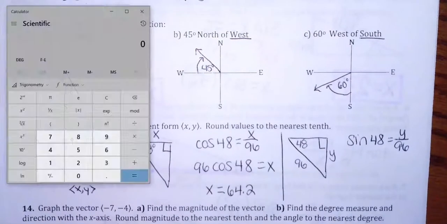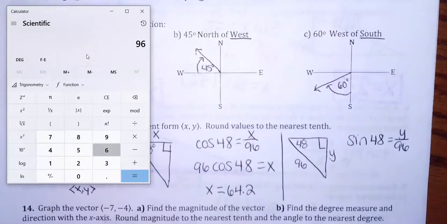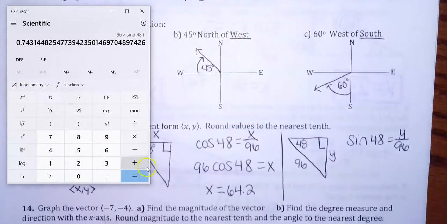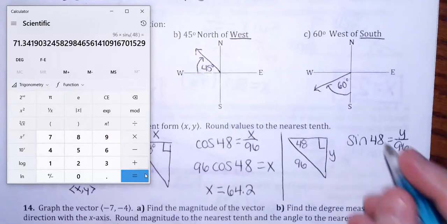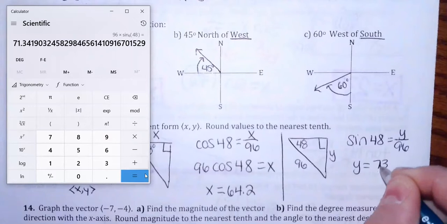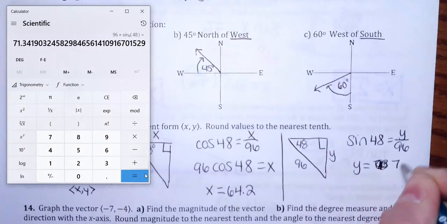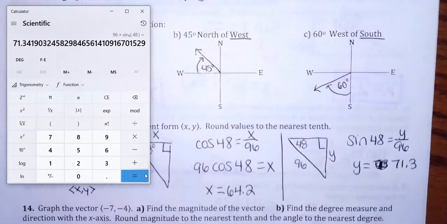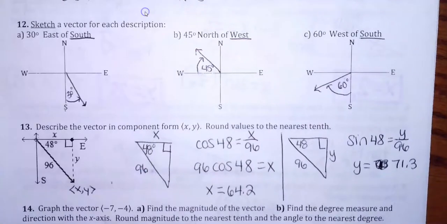I meant to type that into the calculator. So I'm going to do 96 times, again, I have to type the 48 first, and I'm going to do the sine of that. And that's going to give me 71.3.